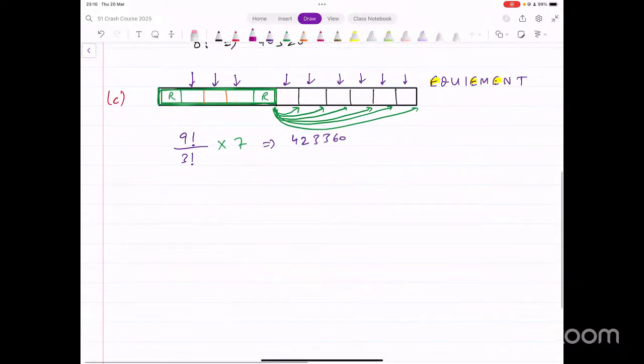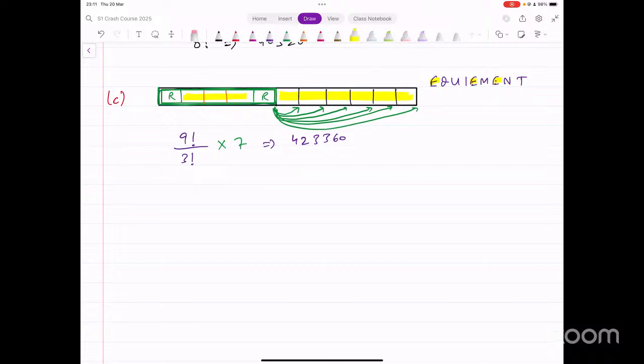Remember, this 9 factorial already takes into account the possible arrangements for all of these letters, the letters that are going to come in these 6 boxes and in these 3 boxes. So those 9 boxes, their arrangements are already taken into account. We are not considering them in the second case. We have already taken them into account.